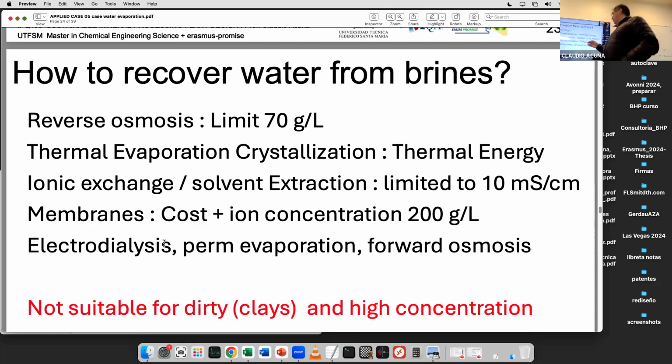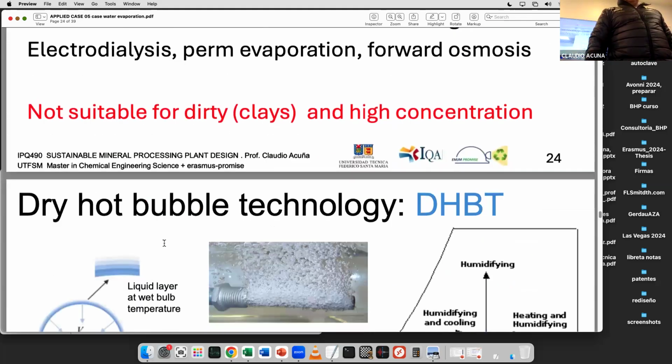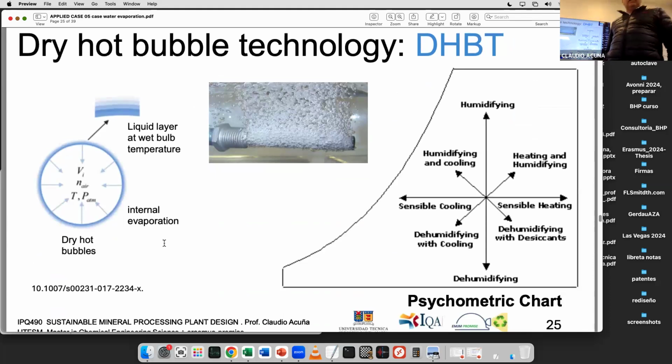Okay? But membranes get scale. Whatever thing you put, interfaces is going to be scale. So we need to invent something that has some membranes. You know what I mean? In dirty situation, we need to avoid scaling. So it's not suitable for dirty when you have clays, when you have solids, high concentration. None of them is suitable for that. Okay. So we end up with this technology.